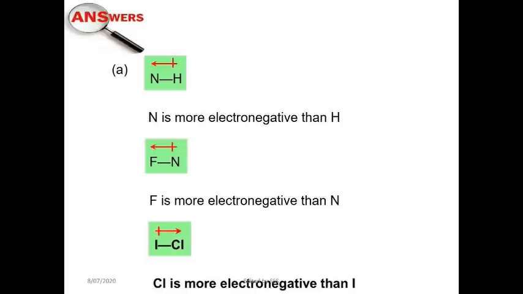For ICl, the similarity between iodine and chlorine is they are in the same group 17, but different in period. Iodine is at period 5, while chlorine is at period 4. Across a period, the electronegativity increases, but down the group, the electronegativity decreases, so the polar arrow shows from iodine to chlorine because chlorine is more electronegative than iodine.